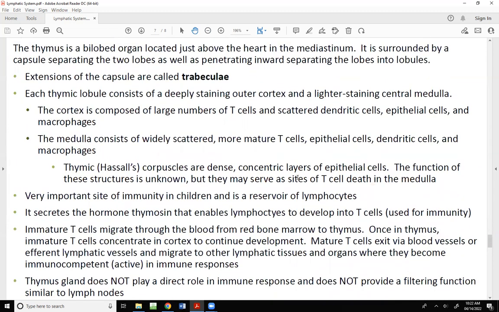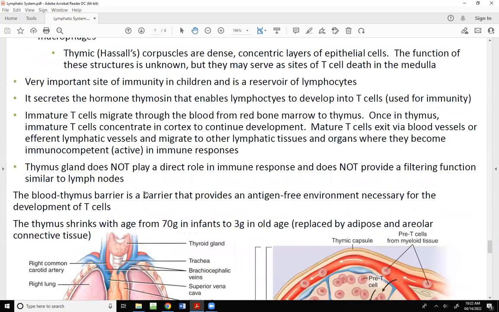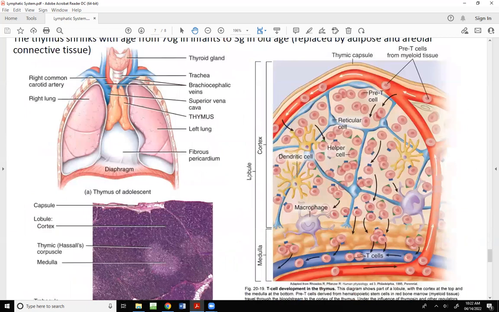The thymus is a bilobed organ, which means it's got two lobes. It's located just above the heart in the mediastinum, which we've learned all about before. It's surrounded by a capsule separating the two lobes. But just like what we saw with lymph nodes, that capsule penetrates inward and separates the lobes into smaller segments, what we call lobules. And we've got a picture on the right side showing you one of those lobules.